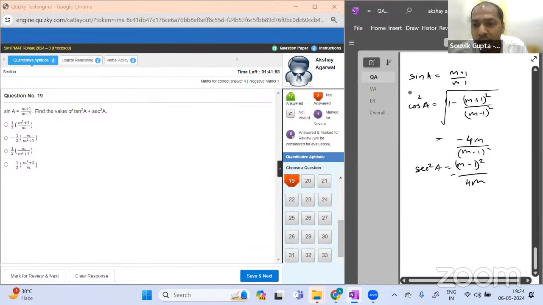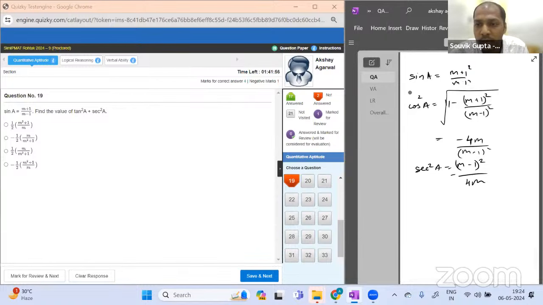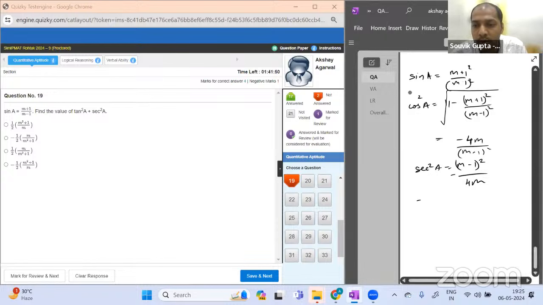Tan square A would be equal to sin square A upon cos square A, so the denominators cancel. M plus 1 the whole square upon 4m. Okay, and this is with the minus sign. So minus 4m upon minus 4m. No.